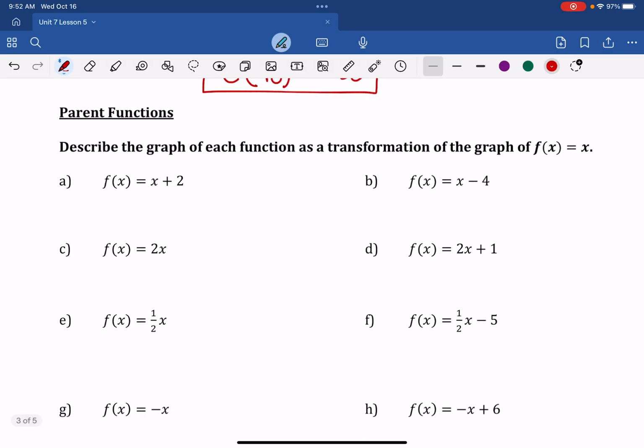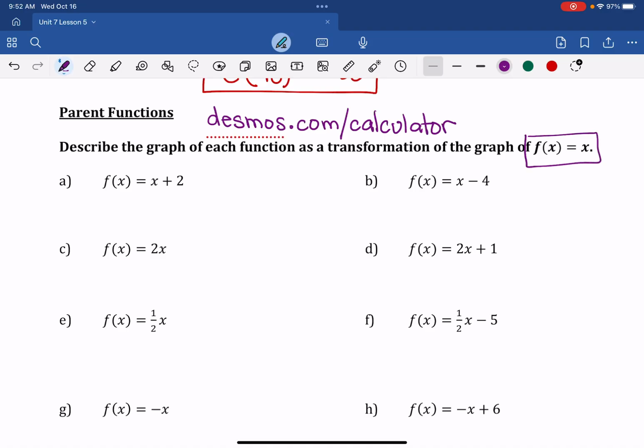Okay, on this next section, we are going to use a website called Desmos. The website is desmos.com/calculator. We're going to compare all of these graphs to this original function right here, f of x equals x. When we type it into Desmos, we're just going to use y instead of f of x, so y equals x. And then, for example, down here, we'd type y equals x plus 2. And we're comparing all of these functions down below, so A through L. We're comparing them with the original function of y equals x to describe how they change.